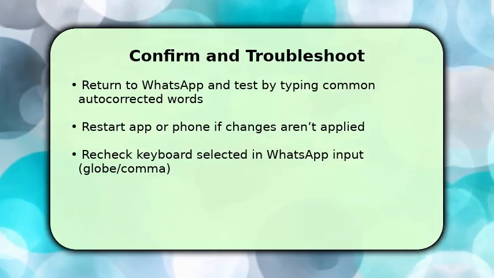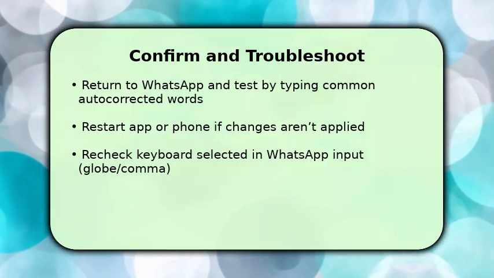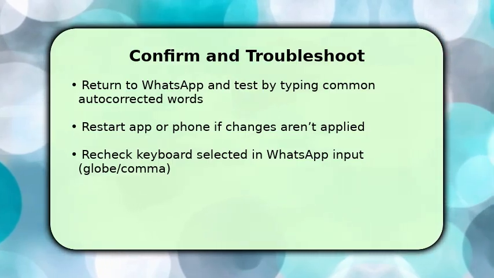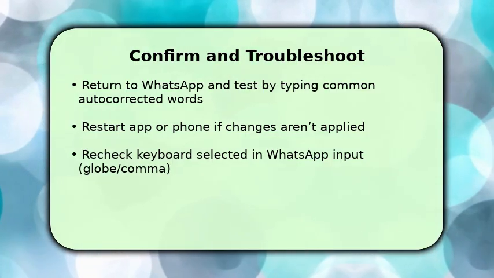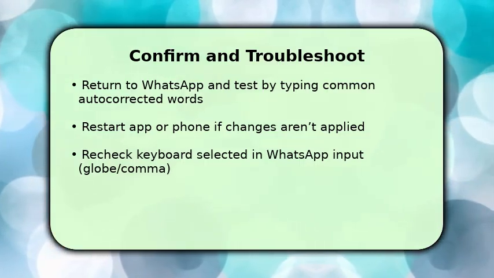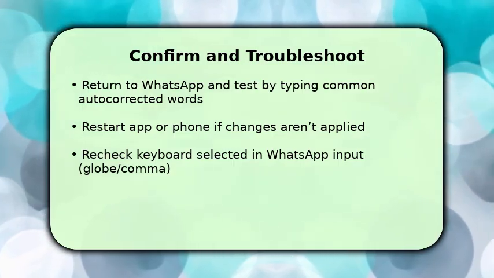Next, force close WhatsApp or restart the phone to apply settings. Make sure WhatsApp is using the intended keyboard under input selection. If problems continue, reopen the keyboard app settings and verify autocorrection is off, or reinstall the keyboard app as a last resort. That one troubleshooting tip usually resolves stubborn cases.